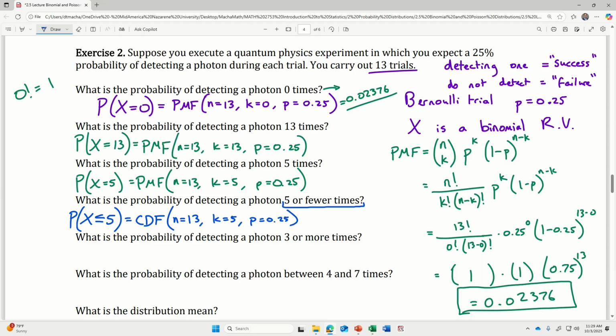And if I have something like this, where I need the CDF to get the probability that x is less than or equal to 5, I don't have to use a formula. This is easier in a way. I just have to pull up the table. Okay? So let's pull up the binomial CDF table, where n is 13, k is 5, and p is 0.25.